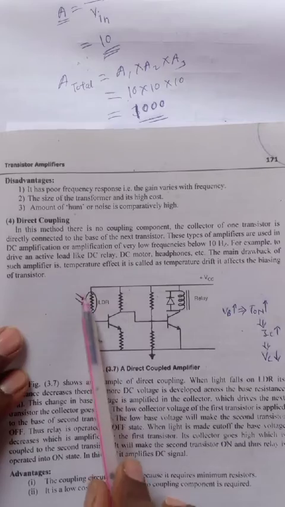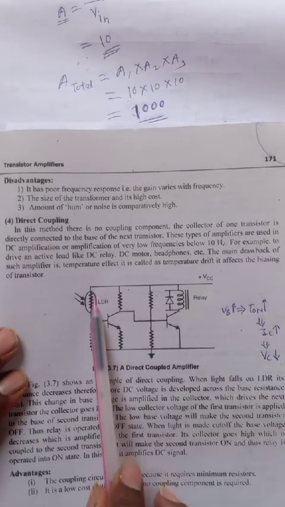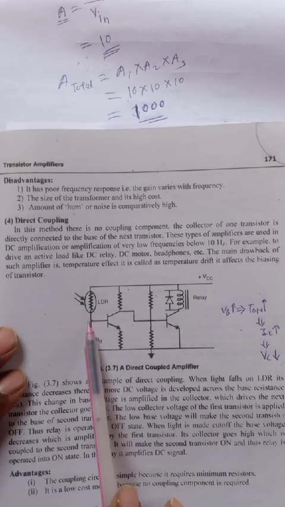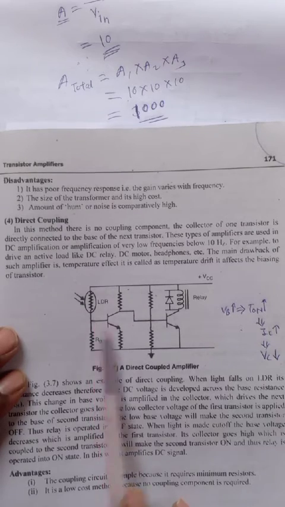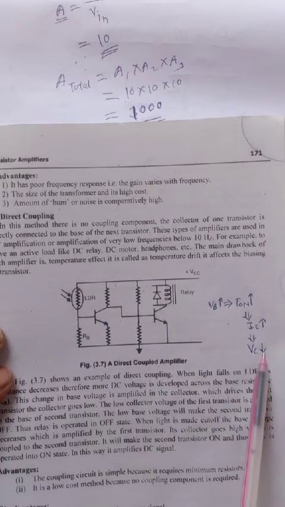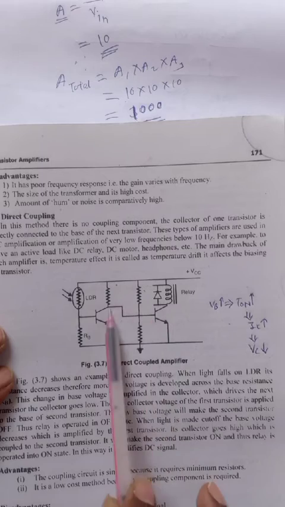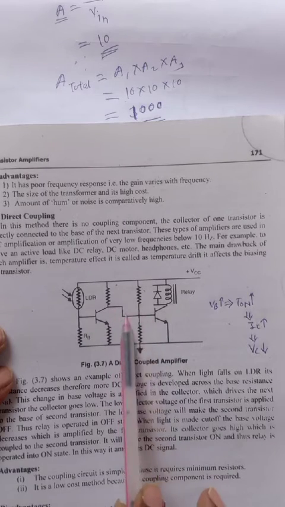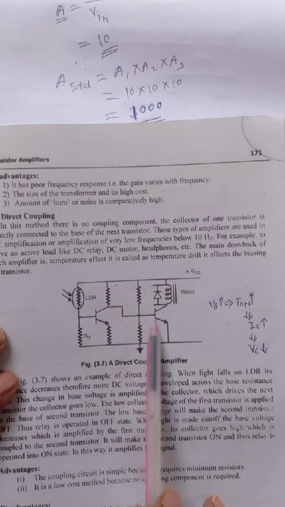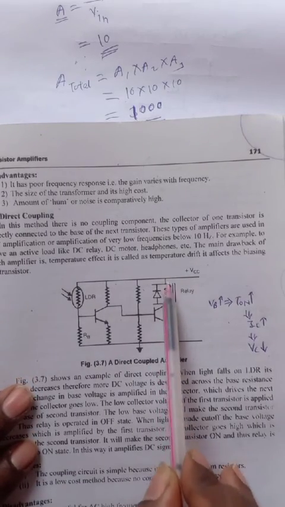So like that, when light is incident on the LDR, its resistance value decreases, current flows through it, and base voltage increases. As base voltage increases, collector voltage decreases. As this is coupled to the base, when this base voltage decreases, the transistor will turn off. As the transistor turns off, there is no current through the relay and it is deactivated.